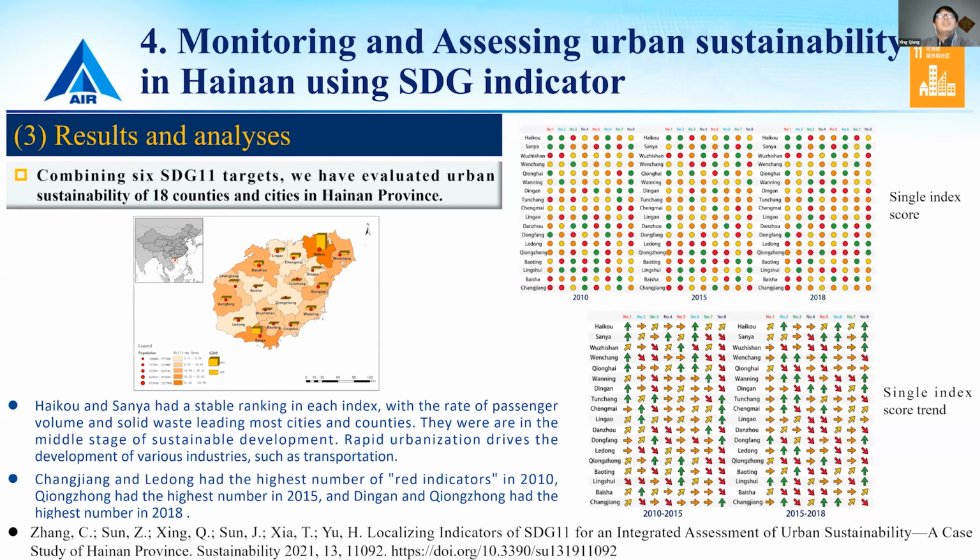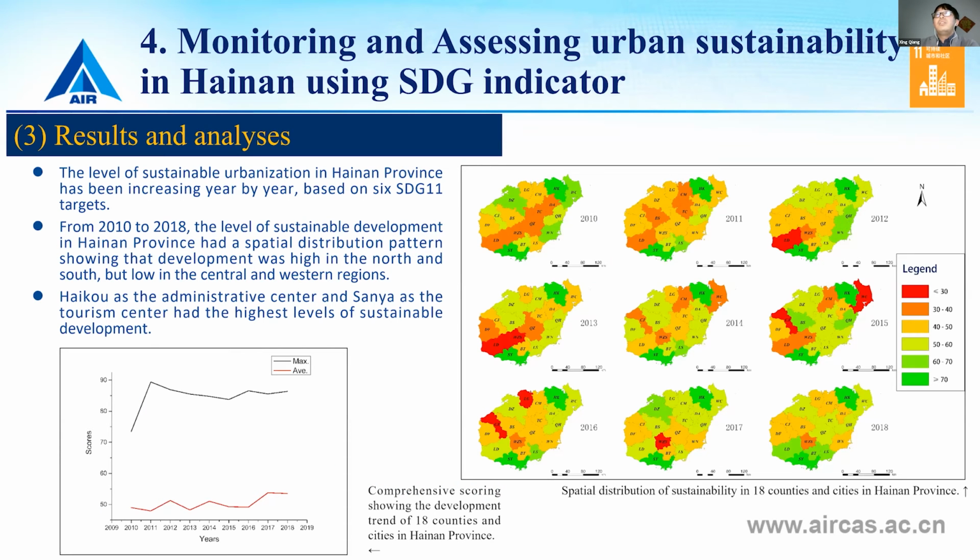And we also do some comprehensive assessment to see the level of sustainable urbanization in Hainan province has been increasing year by year. And it has a spatial distribution pattern, which shows that development was high in the north and the south, but low in the central and the western regions. And Haikou as the administrative center and Sanya as the tourism center had the highest levels of sustainable development.